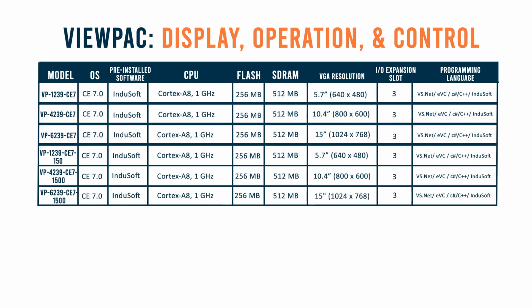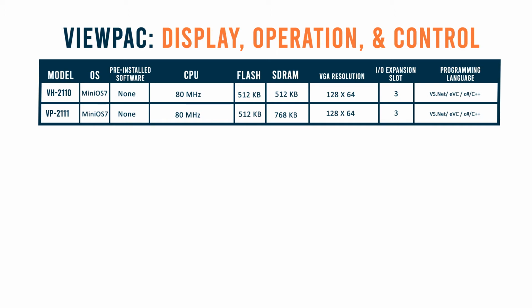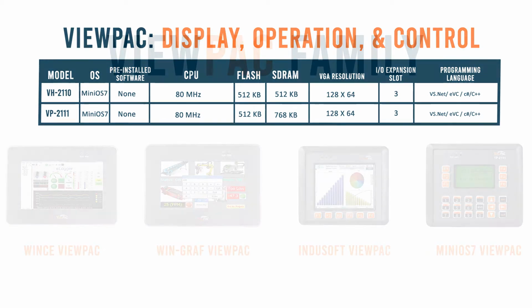ViewPAC provides 2 CPU types, 3 OS solutions, and several software development toolkits. This makes ViewPAC a good solution for factory automation, building automation, machine automation, manufacturing management, and environment monitoring.